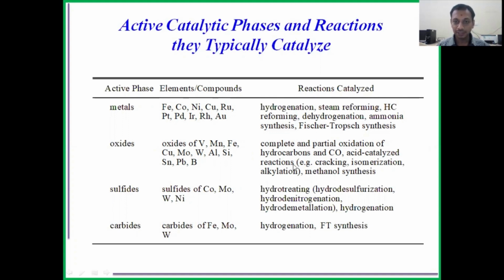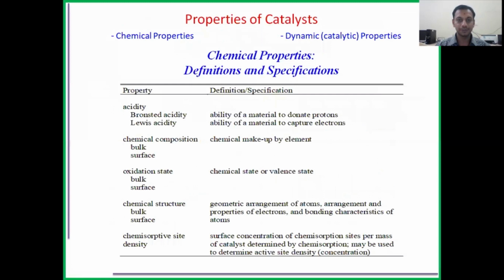Acid catalyzed reactions can be possible by using this type of metal catalyst. Sulfides are very useful for hydrotreating. This type of reaction, hydrogenation, we can also do by using sulfides as a catalyst. Carbides are also very useful for hydrogenation and Fischer-Tropsch synthesis. These catalyst systems are specific catalyst systems used for specific types of reactions.